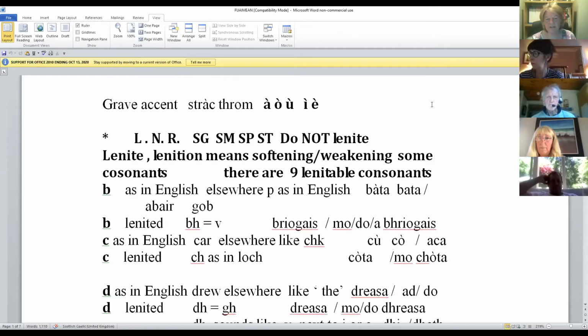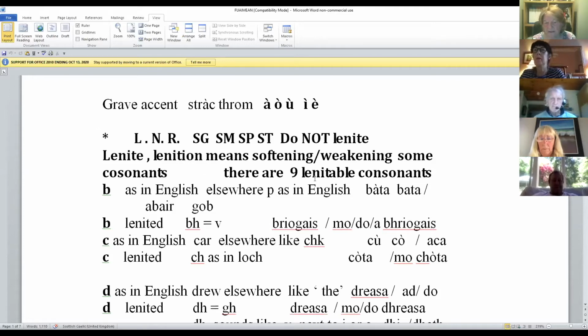Now we come to lenition. L, N, R, S, G, S, M, S, P, S, T do not lenite, so any words that begin with any of these letters don't lenite at all. Lenition, what does it mean? It used to be called aspiration. Now they prefer to call it lenition, which comes from the Latin and means softening or weakening some consonants.